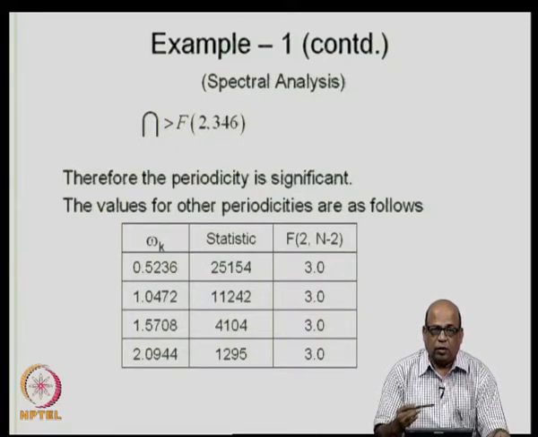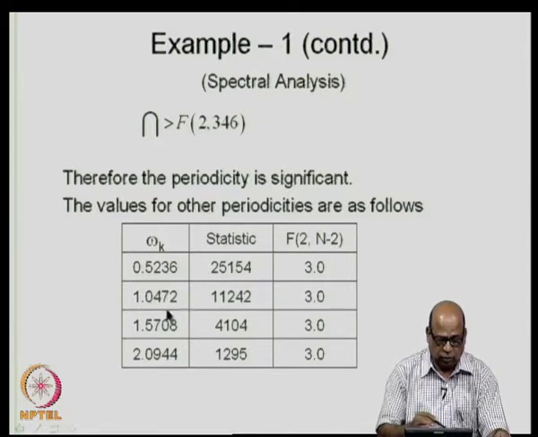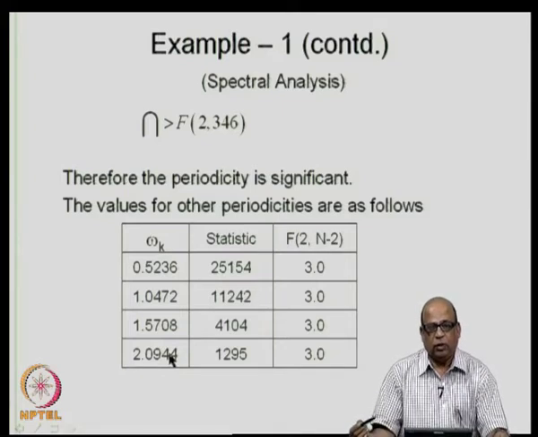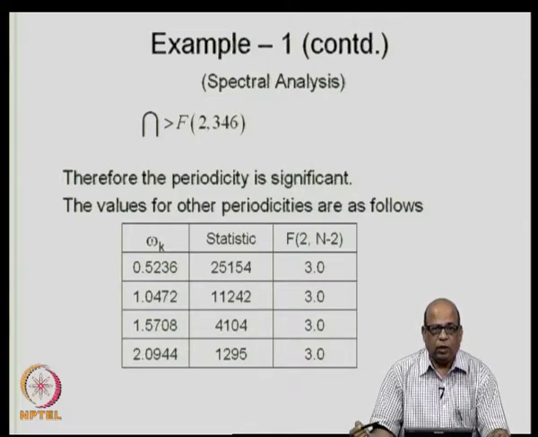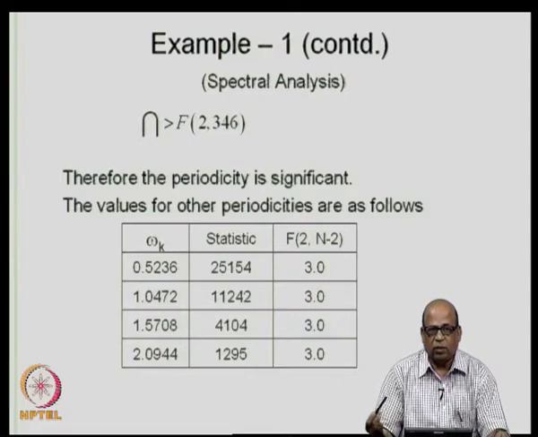Now, having identified that these periodicities, this corresponds to 12 months, this to 6 months, this to 4 months and this to 3 months, are statistically significant, we now want to see how to remove these periodicities from the data. As I mentioned in the last lecture, one simple way of doing this is to remove the periodicities by standardization, simply standardize the data, that is z t is equal to x t minus x bar over sigma, or x t minus mu over sigma.